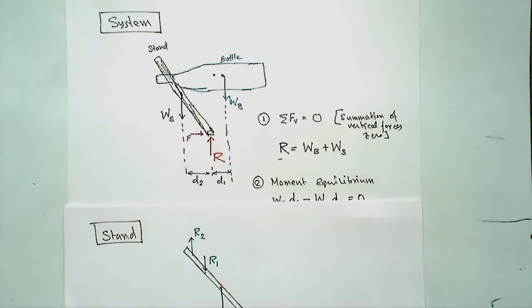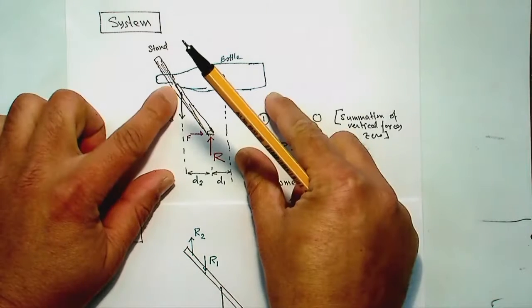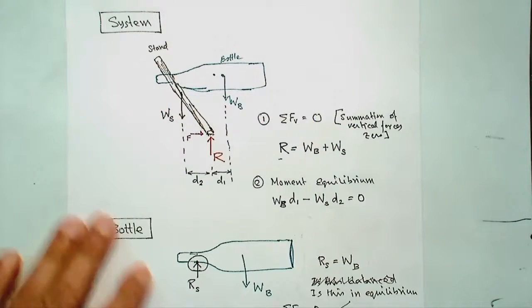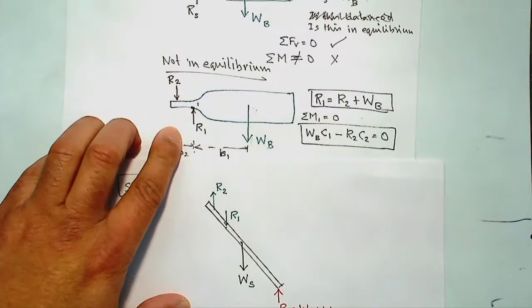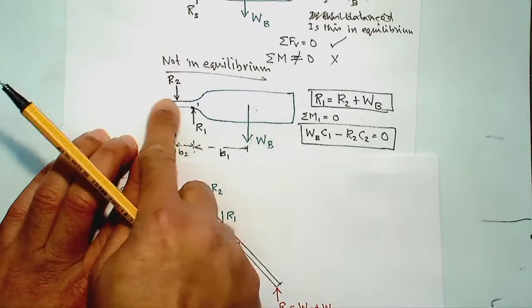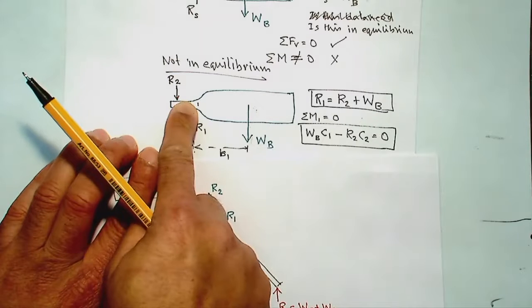But if you want to see how much force is going on to the neck of the bottle, for example, or the moment, then that will not serve the picture. You need to then do the bottle's free body diagram, and that will tell you how the force varies onto the neck of the bottle.